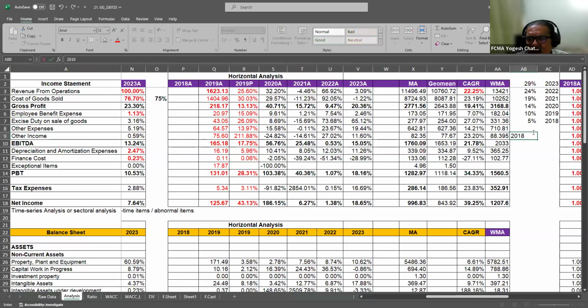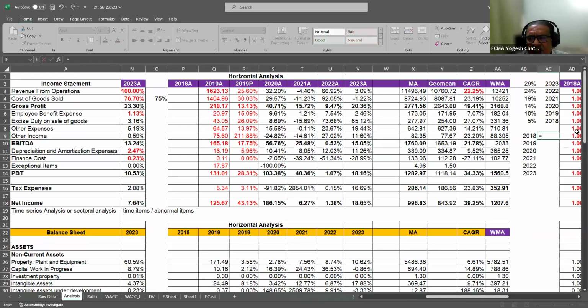Just allow me one minute. I will give you a demo of how to cross check this. So just give me a minute, and we will carry forward till 2023.